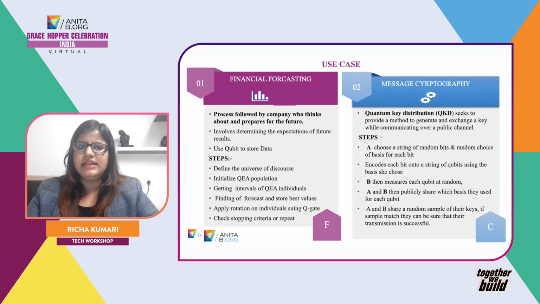Suppose there are two entities, and A is sending some data with qubits with a random choice. On the other side, B will be able to capture that data without knowing the exact key sent. But if an eavesdropper comes in the middle, they will not be able to hack it easily.